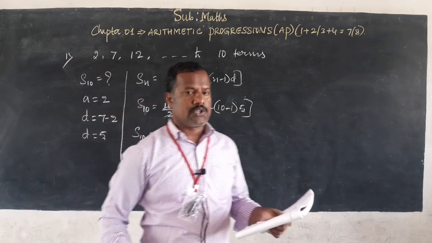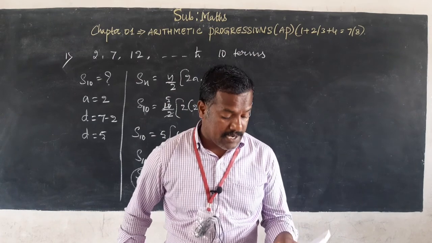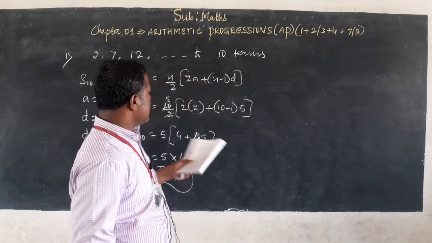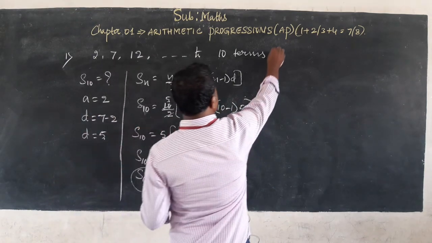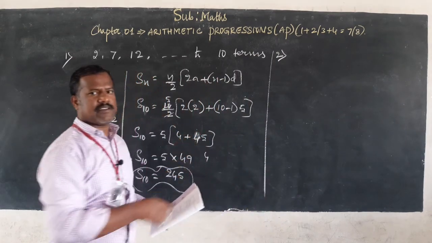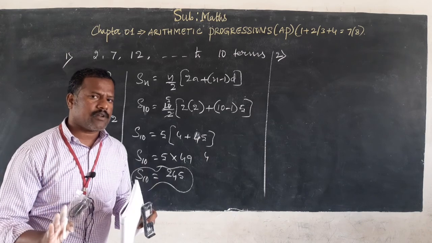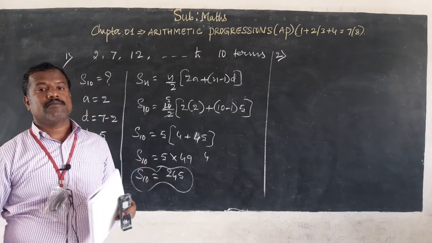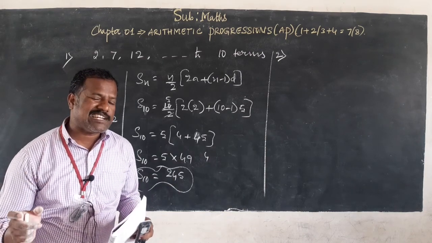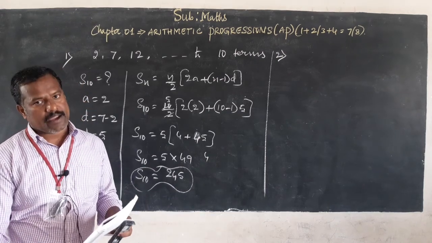Similarly, you can do yourself the second problem also. Similarly, you can take down the second main also. It's very simple, children. Very simple. The a value you have to write down, the d value you have to write down, the n value you have to write down in the data, and after that you have to write down the formula. You have to introduce the data into the formula. If you simplify, you will get the answer.